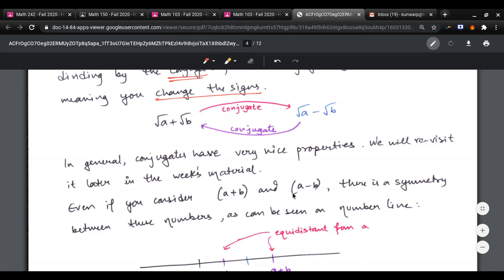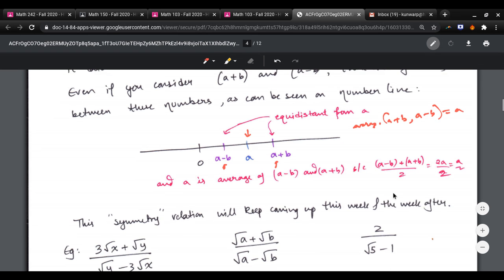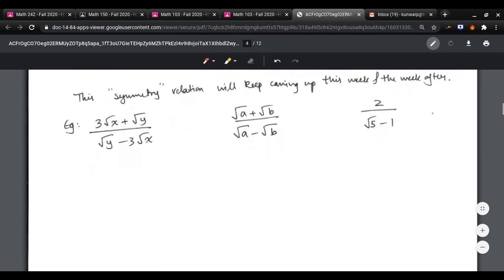Even if you consider a plus b and a minus b, there's a symmetry between these numbers, as you can see on the number line. If this is a, this is a plus b, and a minus b, they are equidistant from a, meaning the average of a plus b and a minus b is a. Right? If you add them up, divide by 2, you get a. The symmetric relation is going to keep coming up in the week and the week following that.